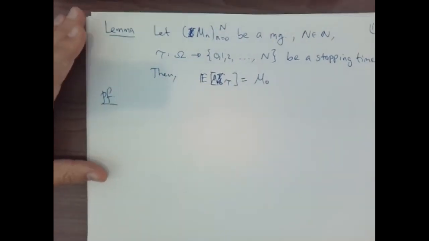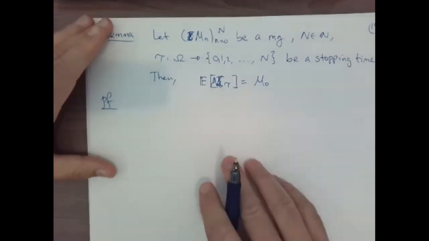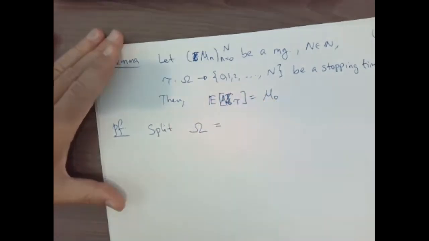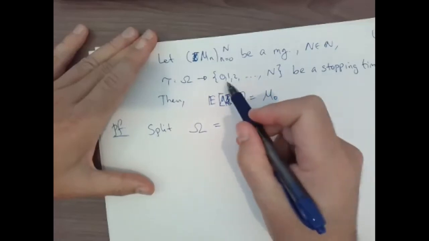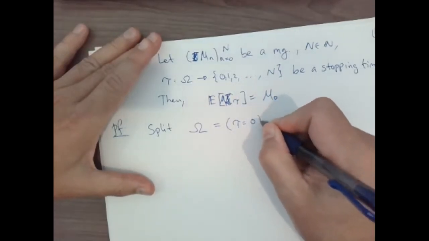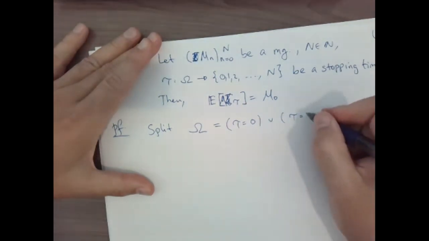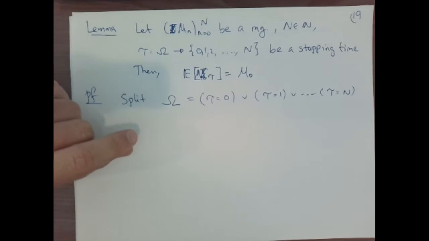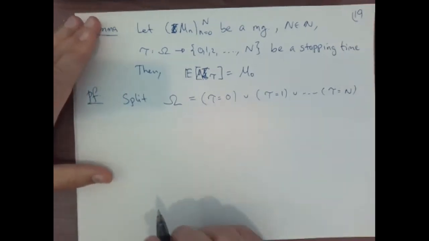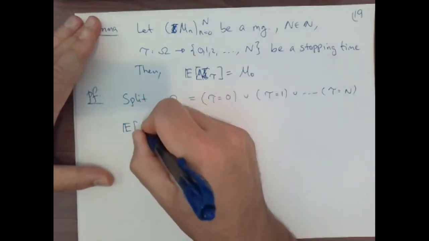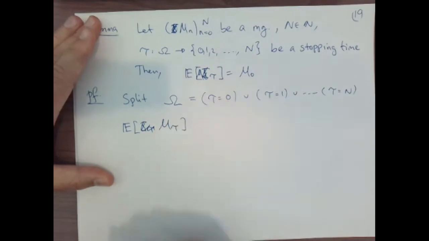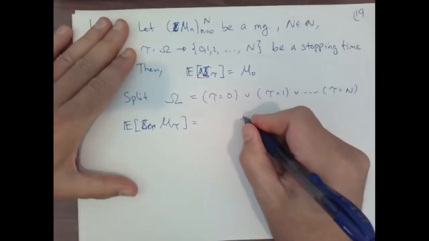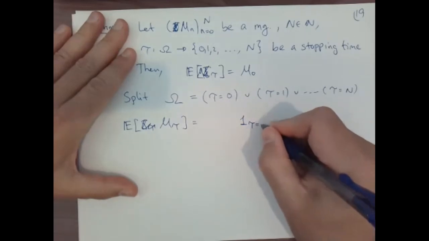Okay, and the proof, the technique, that's why I wanted to show it to you, the way that the proof goes is very typical for this sort of calculation. You're going to split omega. Because tau takes on these different values, you can write this as where tau is equal to 0 union tau is equal to 1 union, and then tau is equal to N. So that's the key. And so if you were to compute the expectation of M tau, how would I do that? Well, I would split according to this. So I'll write an indicator for where tau is equal to n.